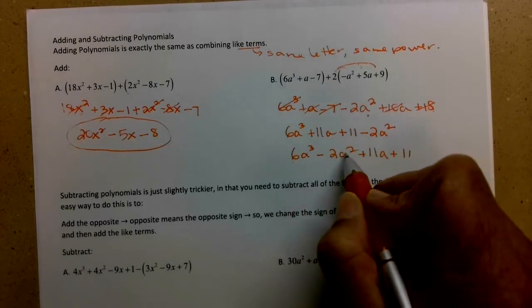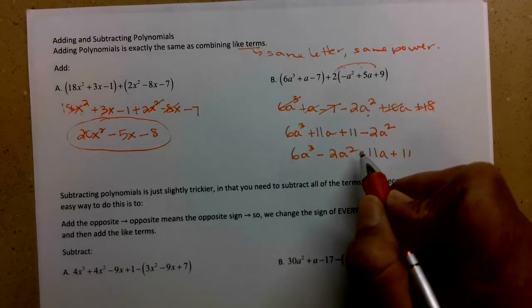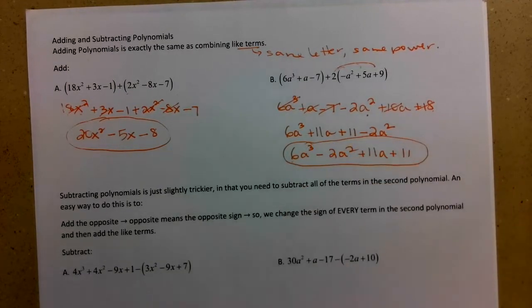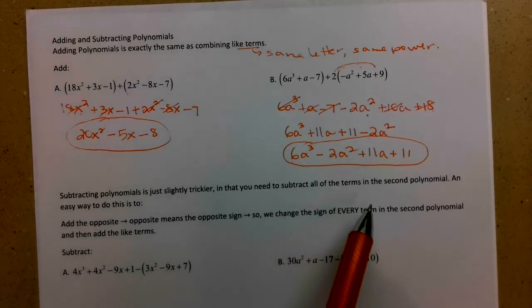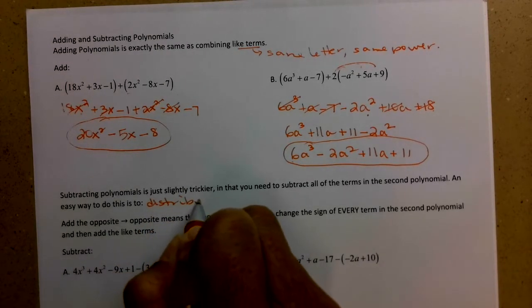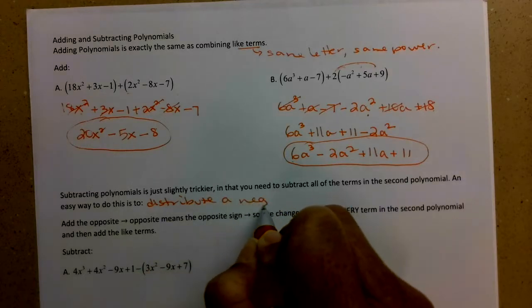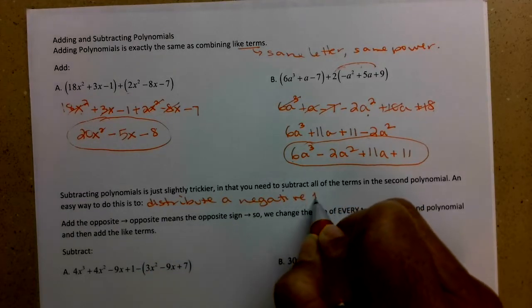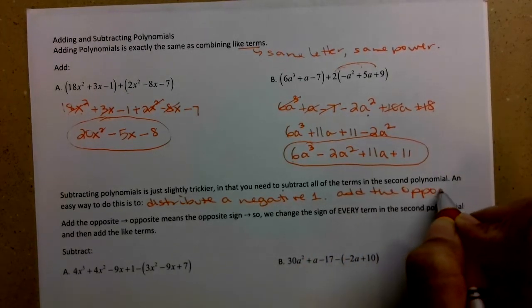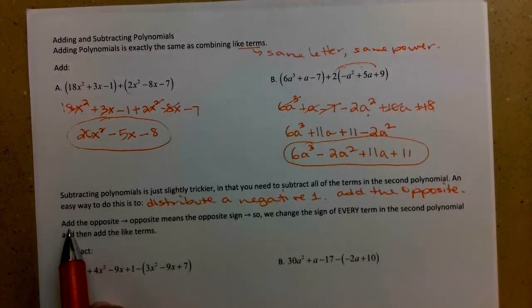So even though those first three terms each have the letter a in them, they all have different exponents, so I can't combine them. I cannot make that any smaller than that. So subtracting polynomials is just a little bit trickier in that you need to subtract all of the terms in the second polynomial. So an easy way to do this is we're going to distribute a negative 1. Or we're going to add the opposite.